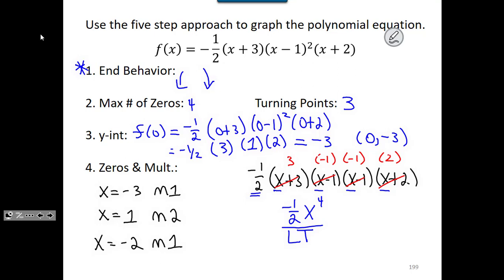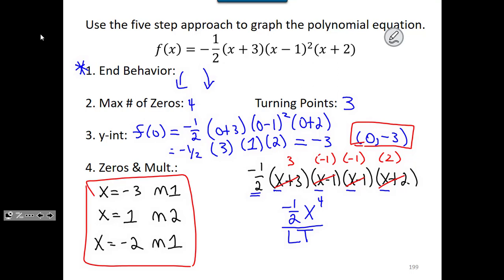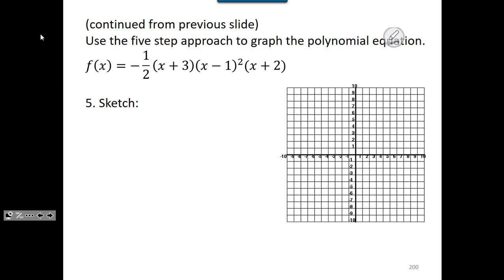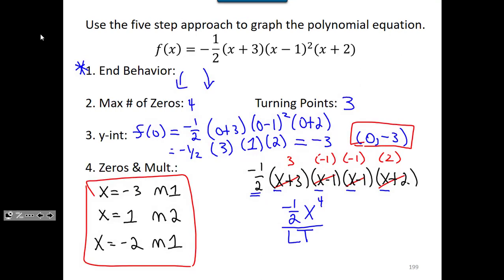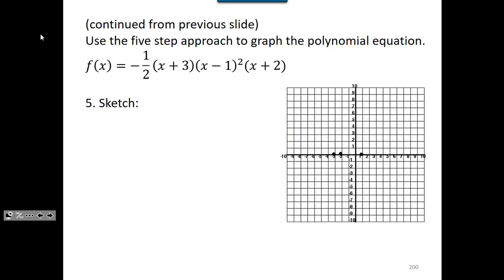All right, so now I have my y-intercept. So I'm going to circle these in red here. So I have my y-intercept, which I need. And then I have my zeros and their multiplicities, which I need as well. So when I go to graph this, I'm going to graph my three zeros. So I have a 0 at negative 3. I have a 0 at negative 2. I have a 0 at positive 1. So those are my three zeros from the previous page here. Sorry, I went the wrong way. So negative 3, negative 2, positive 1. I have my y-intercept, which is at (0, negative 3). So my y-intercept is down here at (0, negative 3).